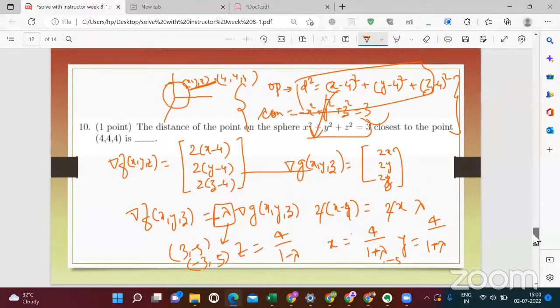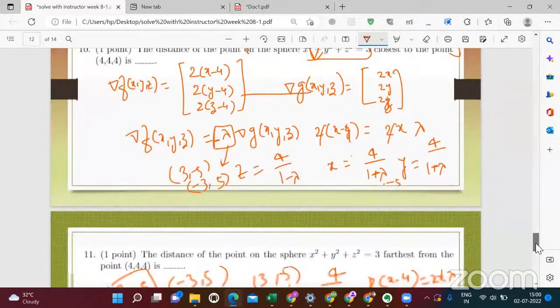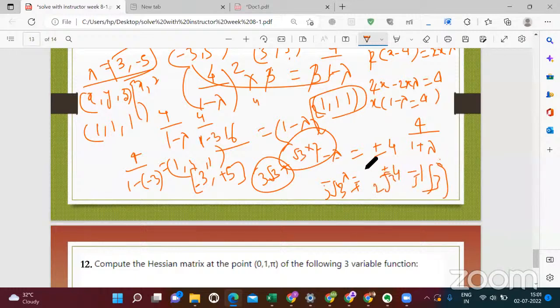Yeah, it's clear. But could you give us the answer for this question? The answer is 3 root 3. 3 root 3 for the shortest and 5 root 3 for the longest, is it? Yeah, because you can add root 3 into 2, like the diameter of the sphere. So this will be 3 root 3 plus 2 root 3. This is 5 root 3, which would be the farthest.